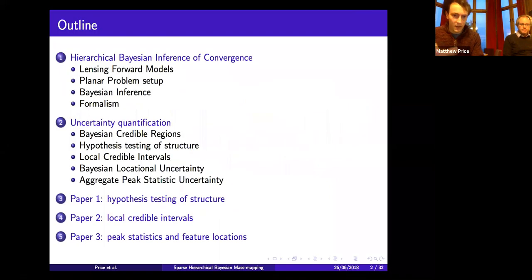So the three main sections, I suppose, are defining what the problem is and how one might solve this problem, and then discussing the uncertainties in the reconstruction, and then general results from the three papers. But more detailed discussion will be in the actual papers if you're interested.